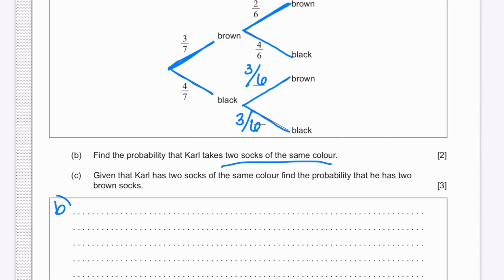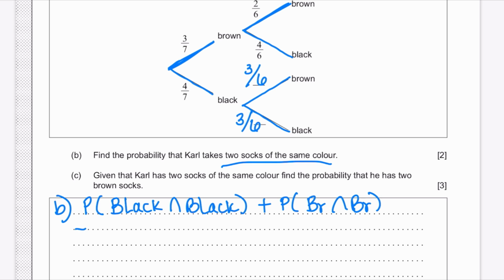So for part B, Carl can find black and black, or, which in probability or is plus, he could get brown and brown. So the probability that he gets black and then black again is 4/7 times 3/6. Even if you would have messed up a little bit on your probability tree diagram, if you show your work correctly, you will get follow-through marks for this part.